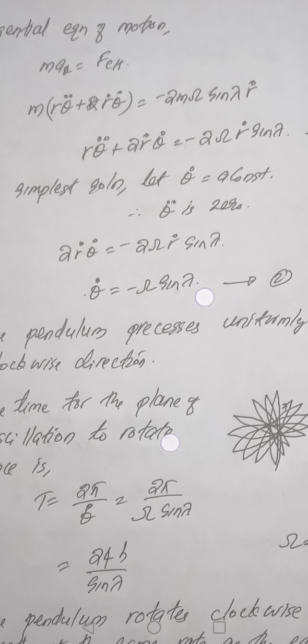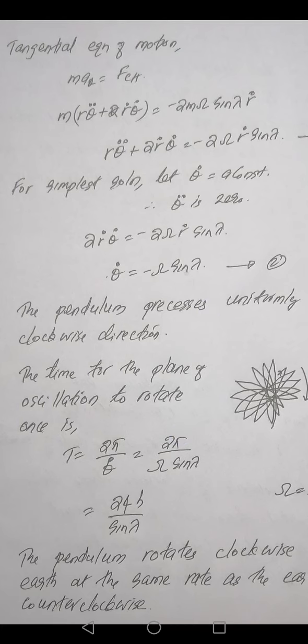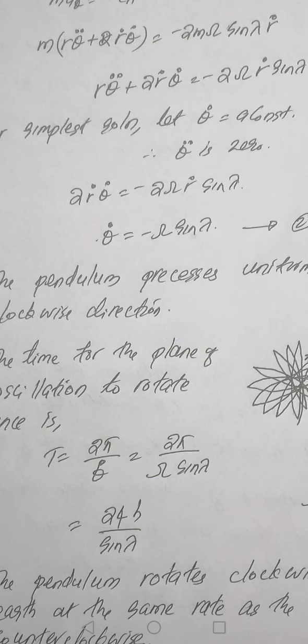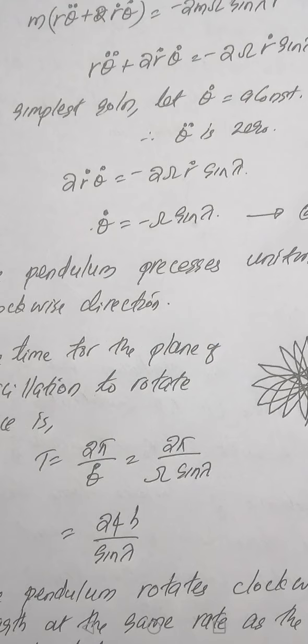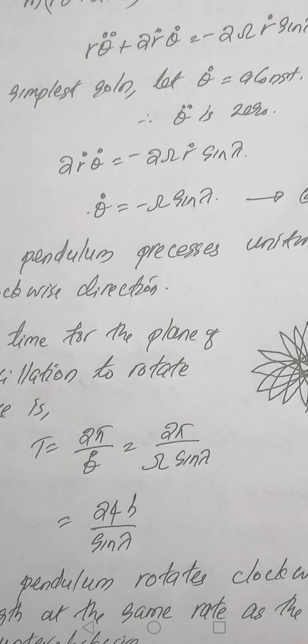Now I want to calculate when it will finish one rotation. It started here and when it ends here, that is one rotation. The time for the plane of oscillation to rotate once is called the period. Therefore period T is equal to 2 pi by theta dot. What you have earlier known, T is equal to 2 pi by omega, actually omega is theta dot. Our theta dot is minus omega sine lambda. I am just taking the magnitude, since negative time is not physical. So T is equal to 2 pi by omega sine lambda.